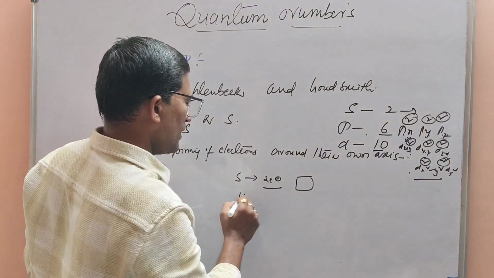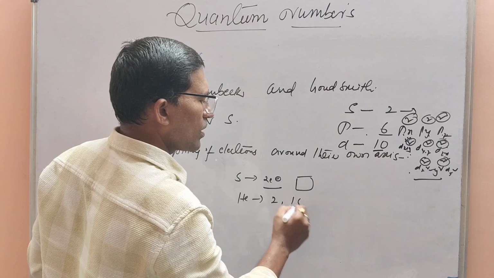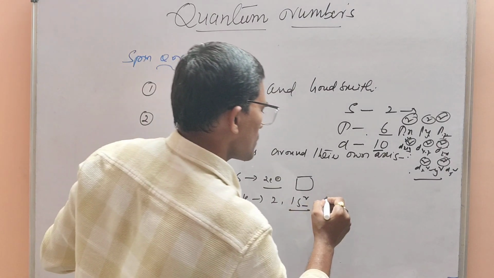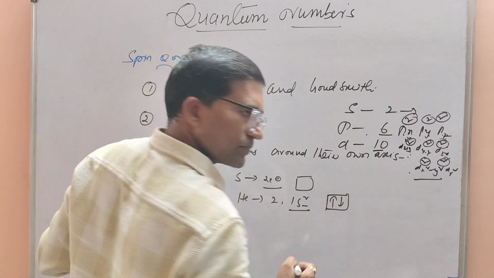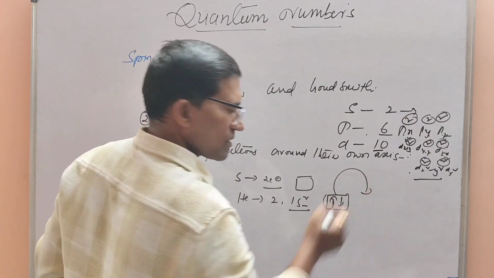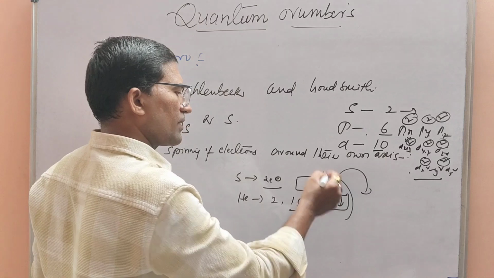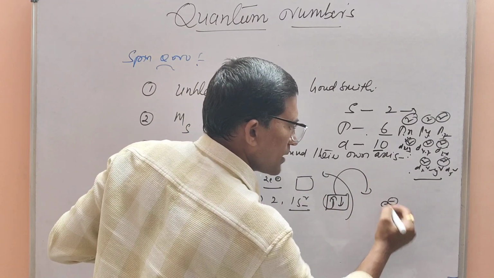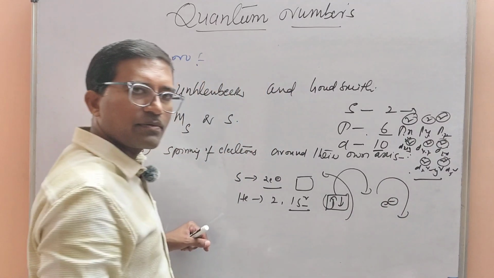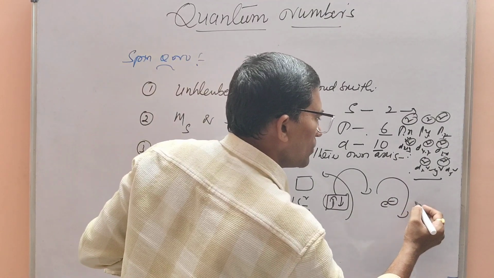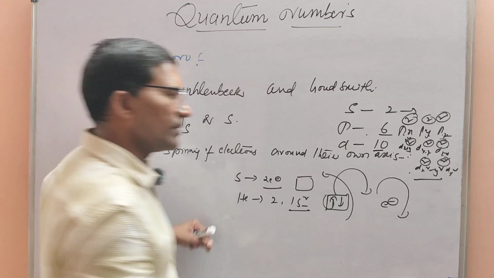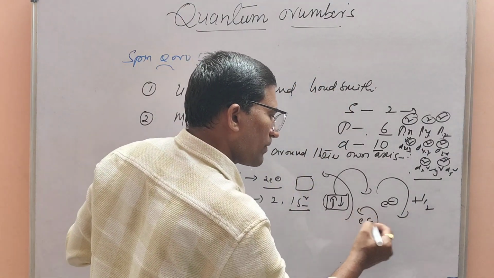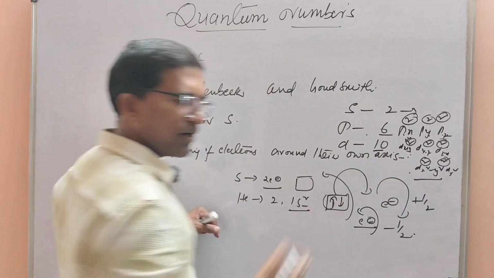For example, helium atomic number is 2, configuration is 1s2, 2 electrons are there. I will represent the electrons like this. One electron spins in one direction, another electron in the other direction. If the electron is spinning in clockwise direction, the value of spin quantum number is plus half. And if the electron is spinning in anti-clockwise direction, the value is minus half.